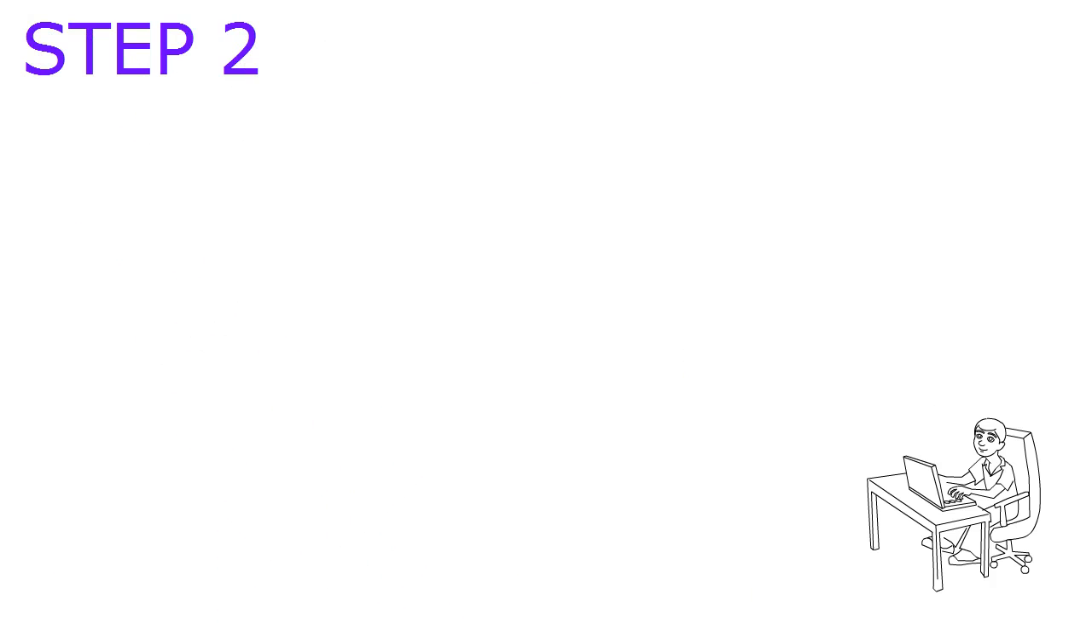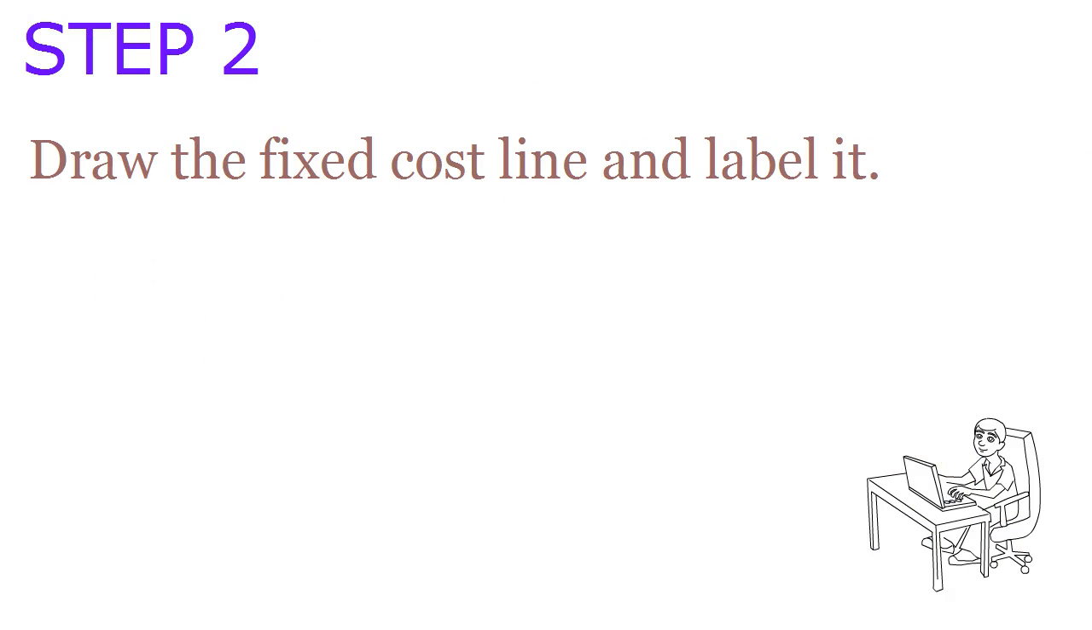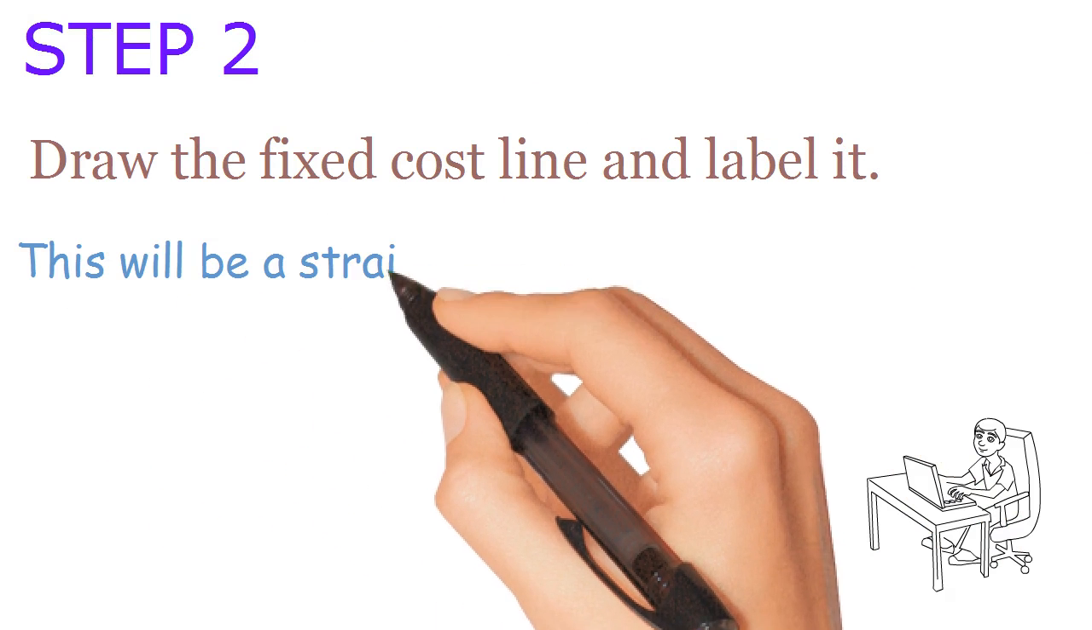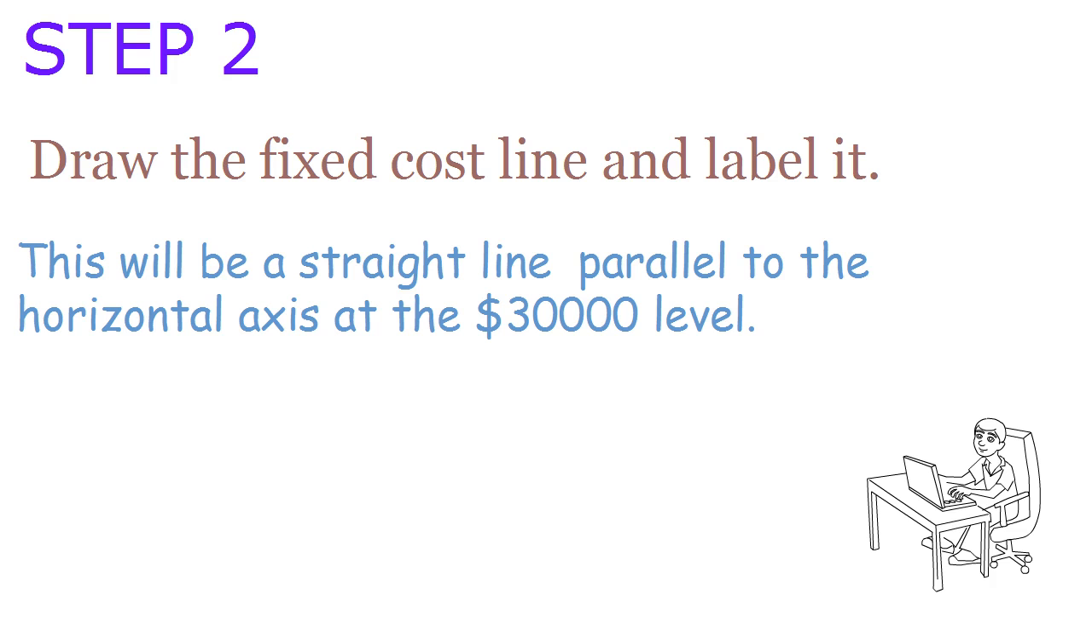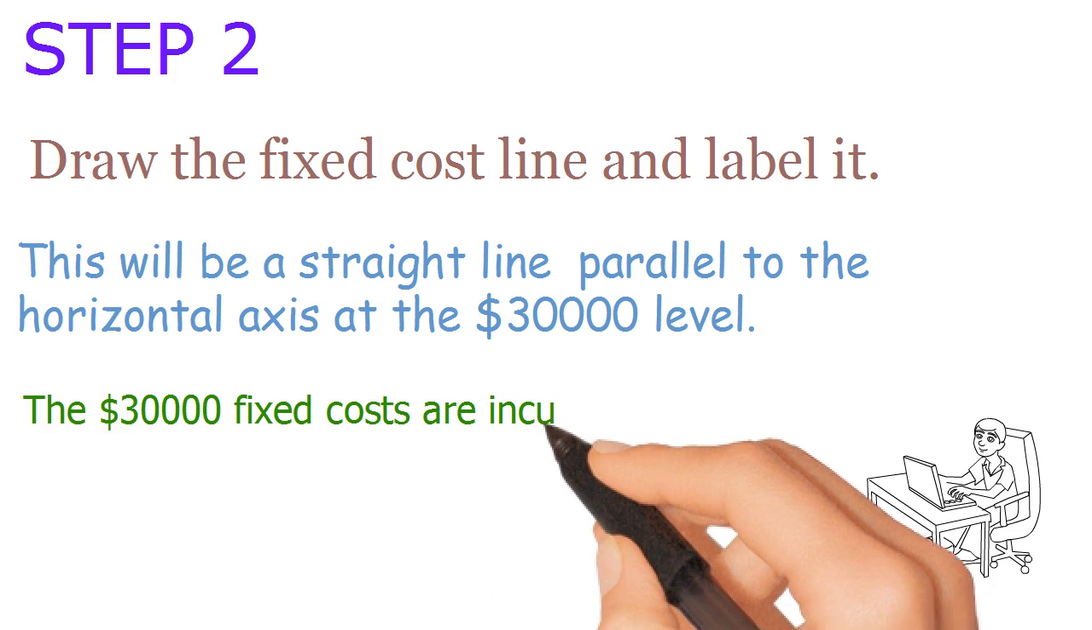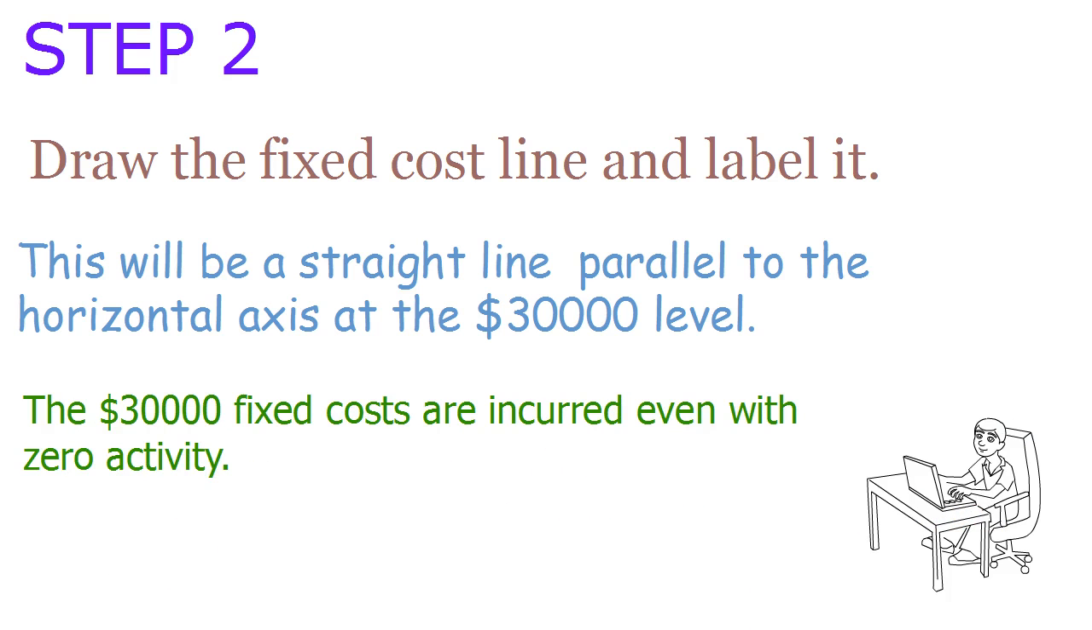Step 2. Draw the fixed cost line and label it. This will be a straight line parallel to the horizontal axis at the $30,000 level. The $30,000 fixed costs are incurred even with zero activity.